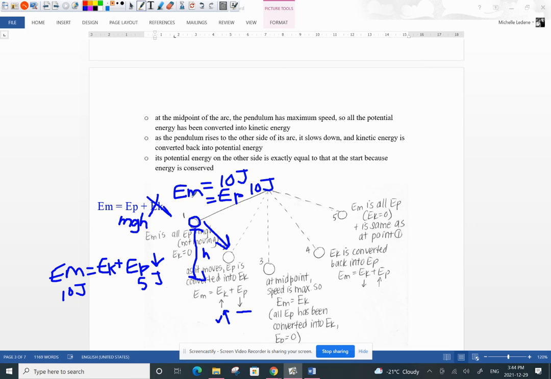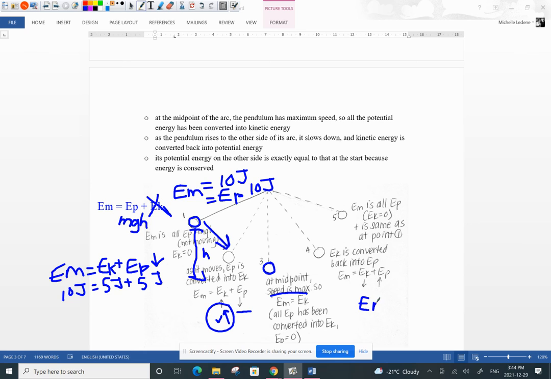Well, kinetic was 0 up here. It wasn't moving at all. And now, because it's in motion, the speed's going up, it's going to have some kinetic energy, and the kinetic energy has gone up. Okay, so 5 and 5 is still 10. Once we get down to the midpoint, or the bottom of the arc of the pendulum, the speed is at its maximum now.